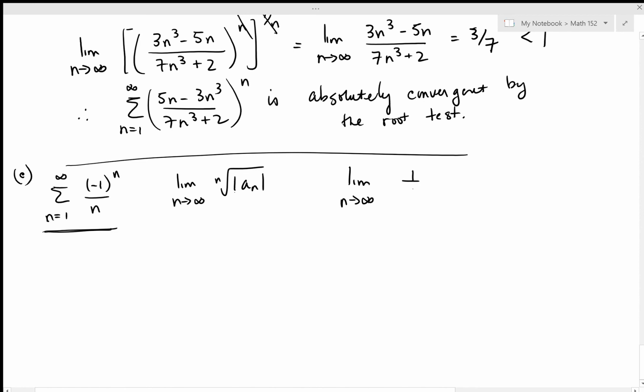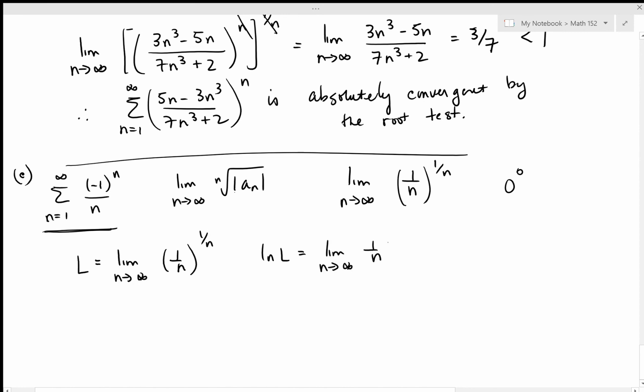The absolute value of a_n is 1 over n, and then I'm going to look at the nth root. And then I see that this is an indeterminate form, 0 to the 0. That's the first thing that happens. So there is some limit, and that limit is this here. It's an indeterminate form, so I'm going to take the log on both sides, and that's going to be the limit as n goes to infinity of 1 over n times log 1 over n. And I see that as 0 times infinity.